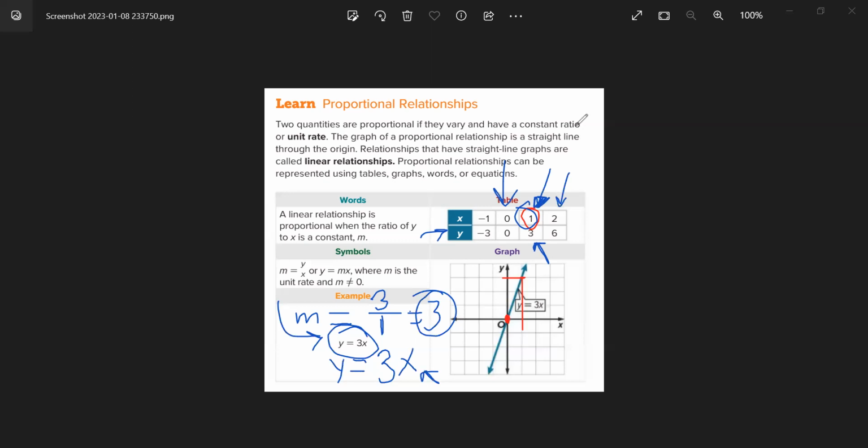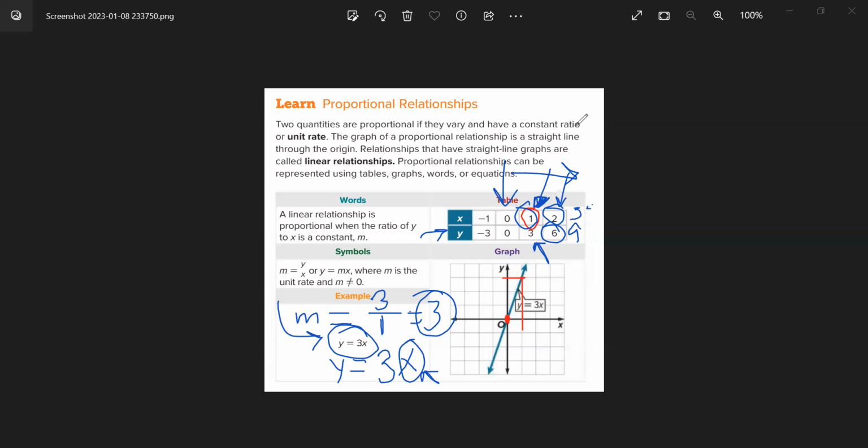So it says Y is equal to 3 times the number of items, times X. 3 times 2 is 6. So that's Y, right? If we wanted to put 3, it will be 3 times 3. It will be 9. If you wanted to know how much 4 is, it will be 3 times 4, 12.